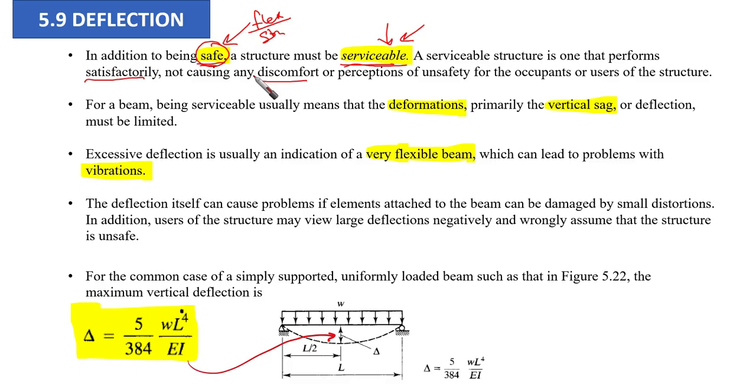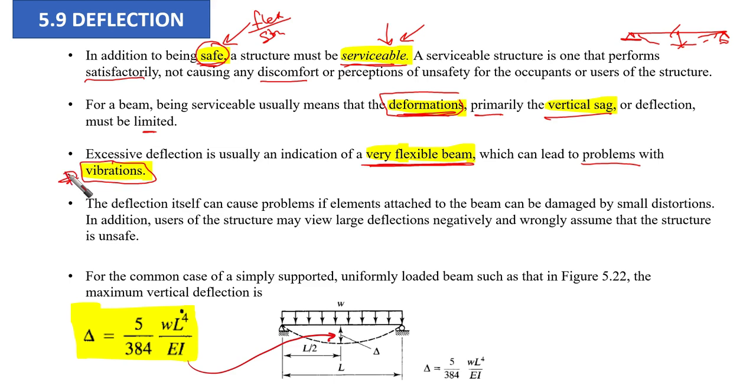But whenever we are talking about the serviceability of the element, most commonly it is going to be related to deformation for the beams. For a beam, being serviceable usually means that the deformation, primarily the vertical sag, which is the deflection, must be limited. Excessive deflection is usually an indication of a very flexible beam. That's right. The design or the cross section is very flexible, which can lead to problems with vibrations.